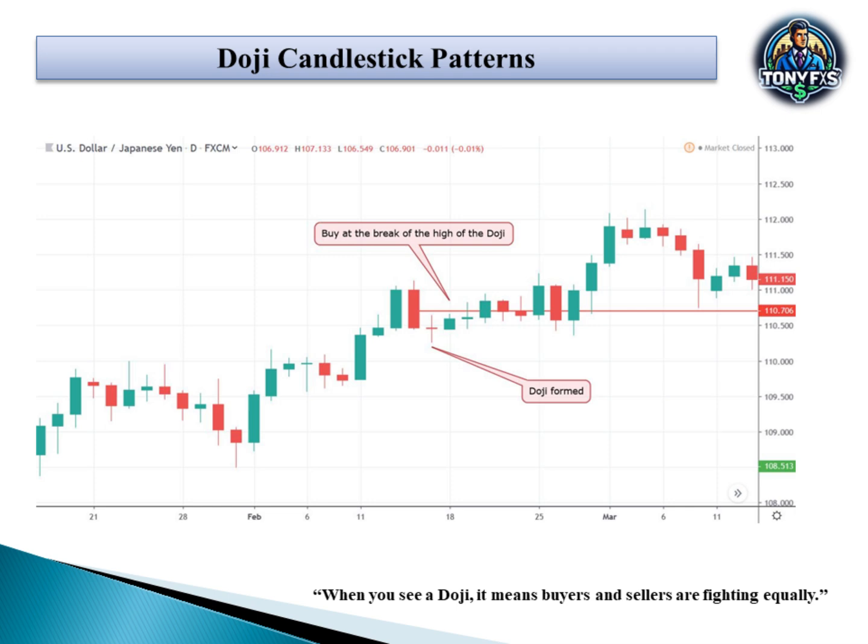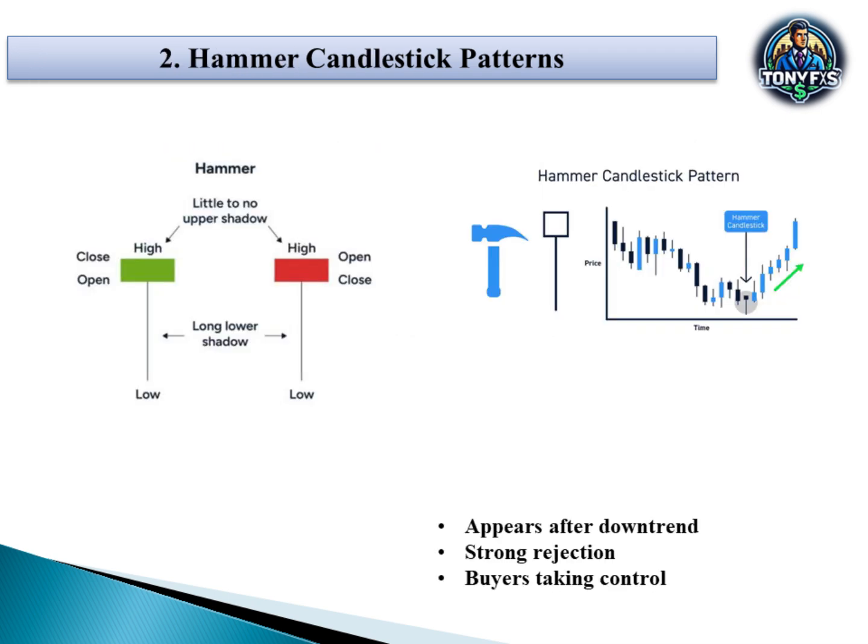Now let's talk about the hammer pattern. This is one of the most famous bullish reversal patterns. It is called the hammer. A hammer usually appears after a downtrend, and it has a small body and a long lower wick. These two are very important.